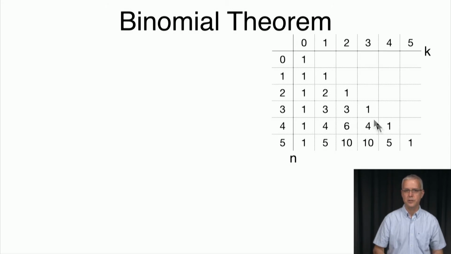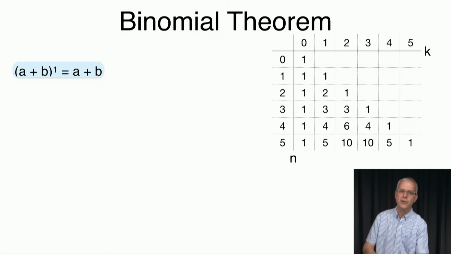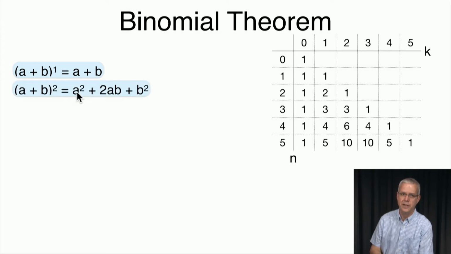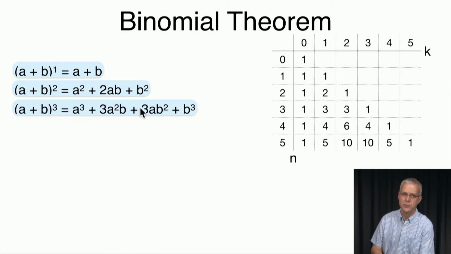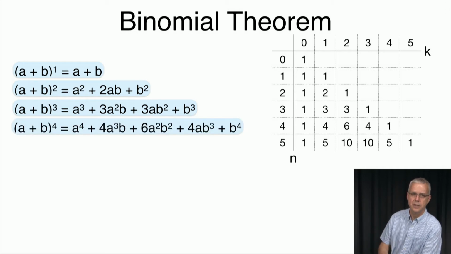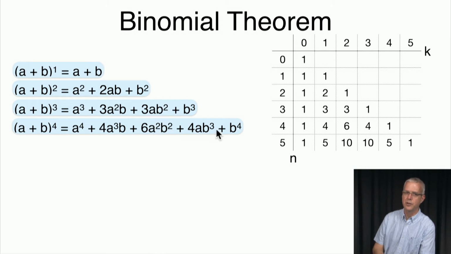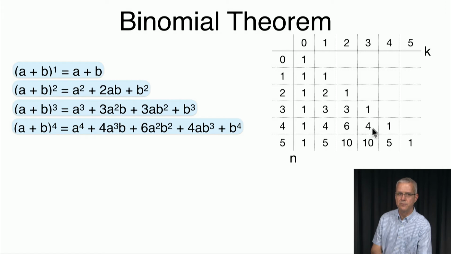Okay, so when you observe Pascal's triangle, it has many properties, and here's one property that is quite apparent. So here is Pascal's triangle again. If we take a plus b and raise it to the first power, we just get a plus b. If we take a plus b squared, we get a squared plus 2ab plus b squared. a plus b cubed is a cubed plus 3a squared b plus 3ab squared plus b cubed, and so on. a plus b to the 4 is a to the 4, 4a cubed b, 6a squared b squared, and so on. And when we look at the coefficients, 1, 1, 1, 2, 1, 1, 3, 3, 1, 1, 4, 6, 4, 1, they're exactly the same as the coefficients here: 1, 1, 1, 2, 1, 1, 3, 3, 1, 1, 4, 6, 4, 1, and so on.